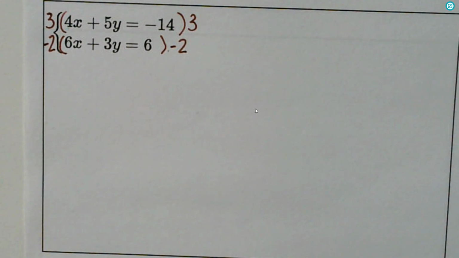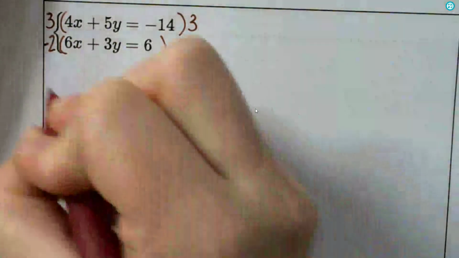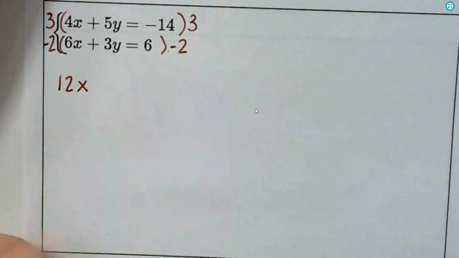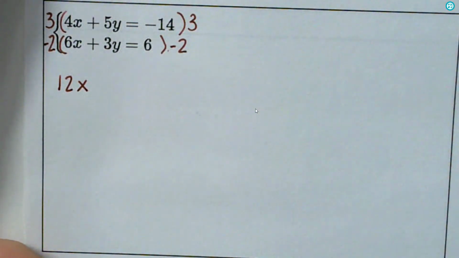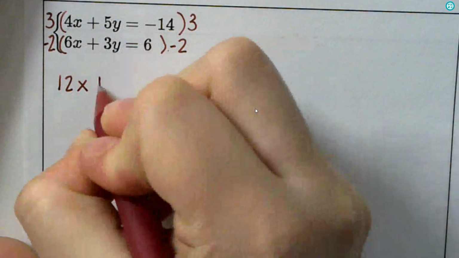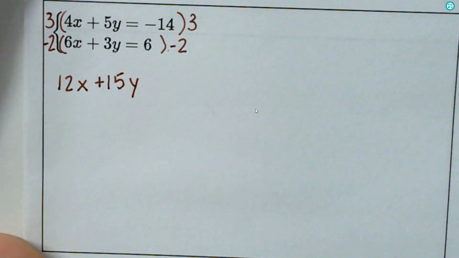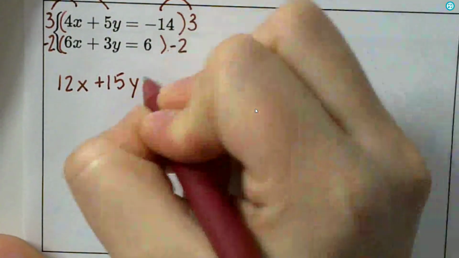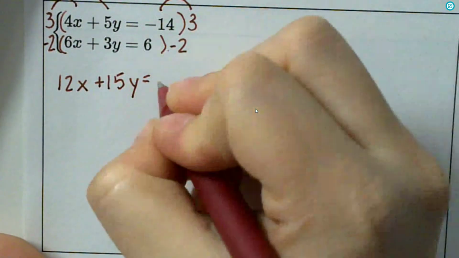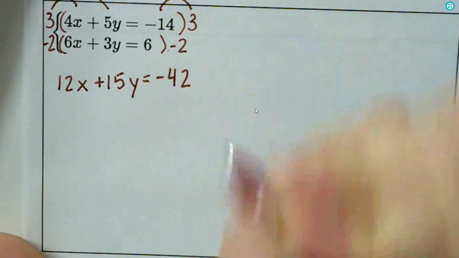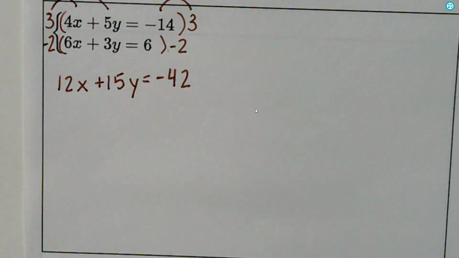So the top equation, 3 times 4x is going to be 12x. 3 times 5y is 15y. Oh, I almost forgot my y. 3 times 4, 3 times 5. And then 3 times negative 14 is negative 42.